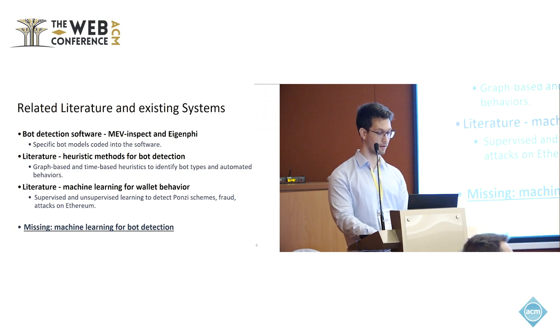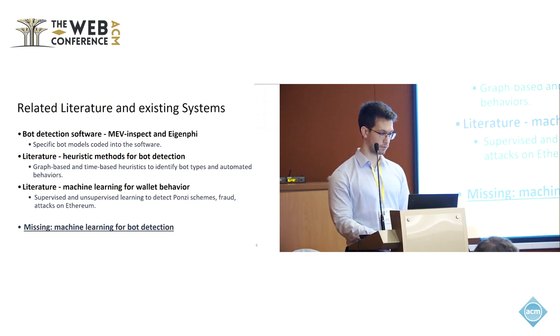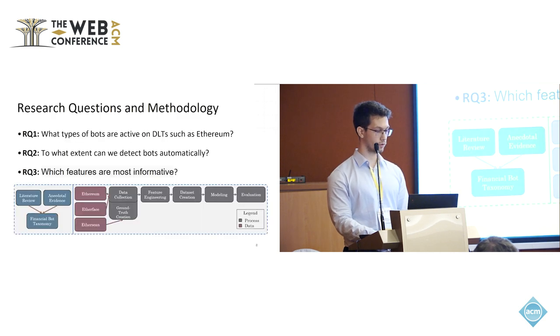Doesn't mean that we need to do it, but a good argument for why we want to do it is that we only have systems that are very specialized on certain bots right now. MevInspect and EigenFi have heuristics that are programmed out. So if there is a new bot behavior, a new bot that we want to detect, we can't do it in a data-driven way. We have to program it out. So that's the motivation. And on to the research questions.